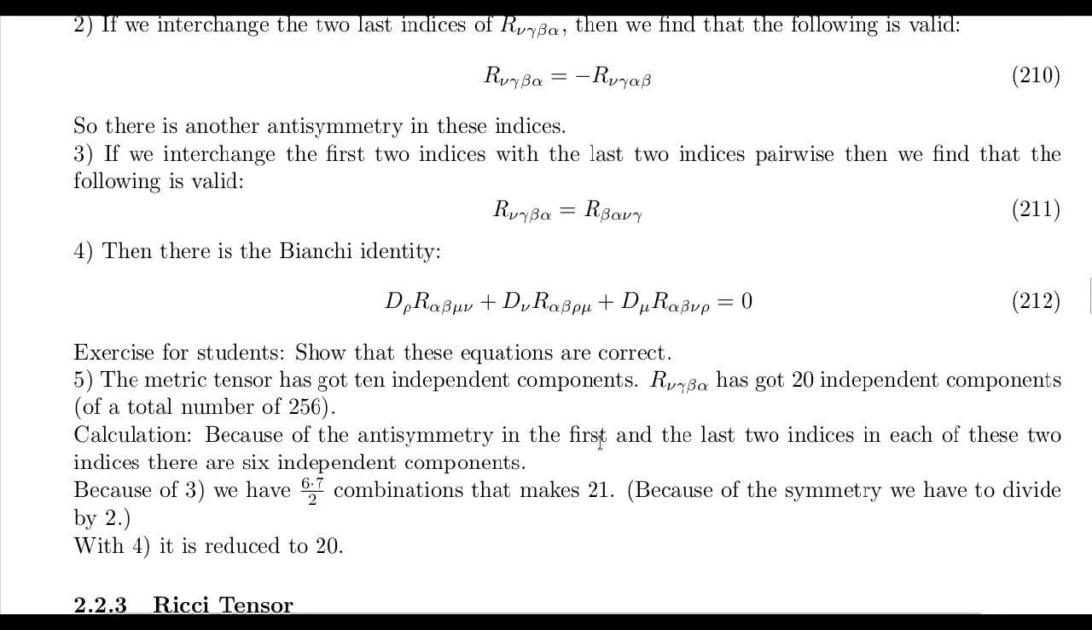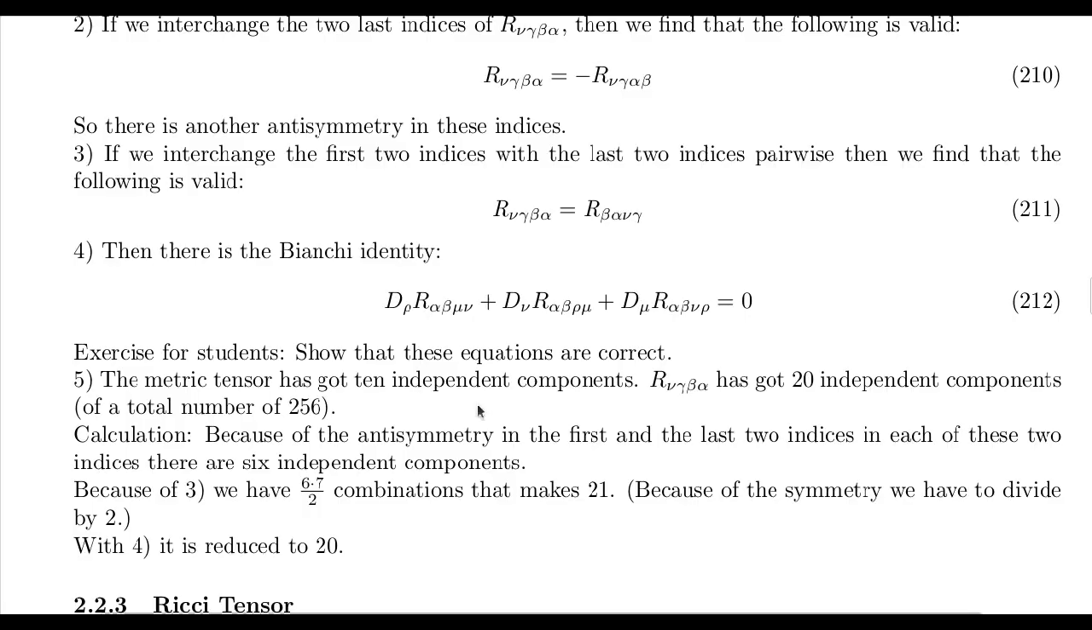Then if we want to know how many independent components we have in R, okay, we have a four-dimensional space, we have four indices, that makes 4 exponent 4, altogether 256 components in that tensor. But there are only 20 independent ones because of the symmetries.